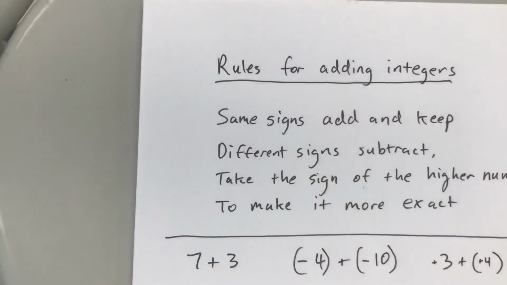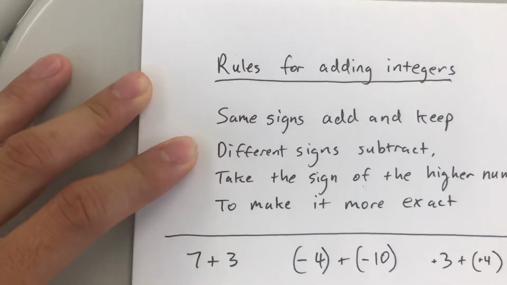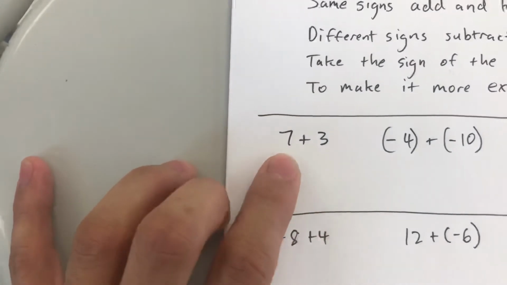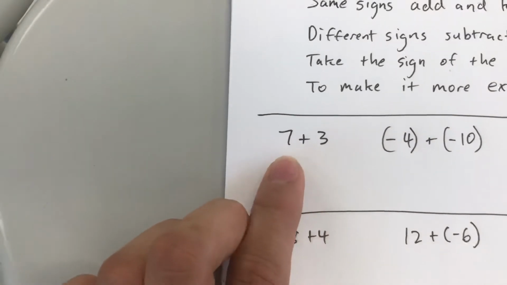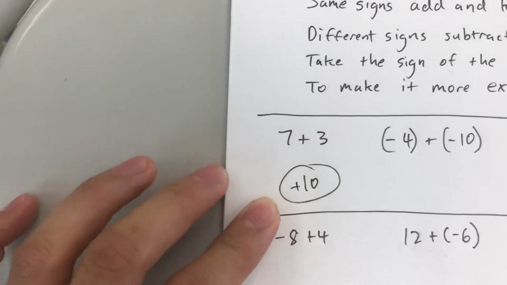So here we go. The first line, same signs, add and keep, is extremely important, and I want you guys to be able to recognize each and every single piece, right? So let's start with the first example right here. 7 plus 3. Both of these are positive, so they are the same signs. I noticed that they are the same signs, so I'm going to add, and I'm going to keep the sign, so it's going to be positive 10, just like that.